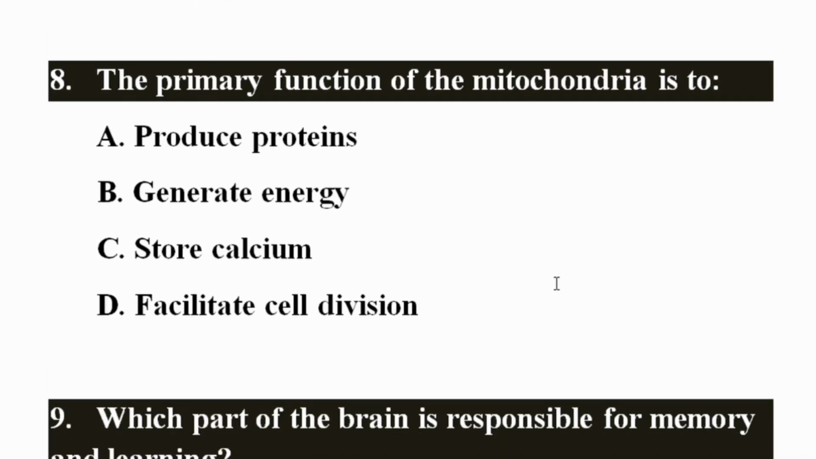The primary function of the mitochondria is to... The right option is Beta, generate energy. Mitochondria produce ATP, the energy currency of the cell.